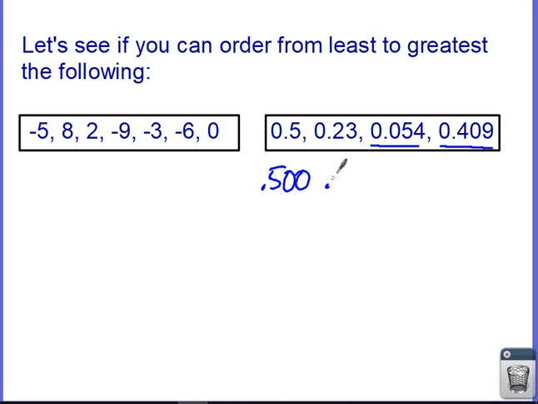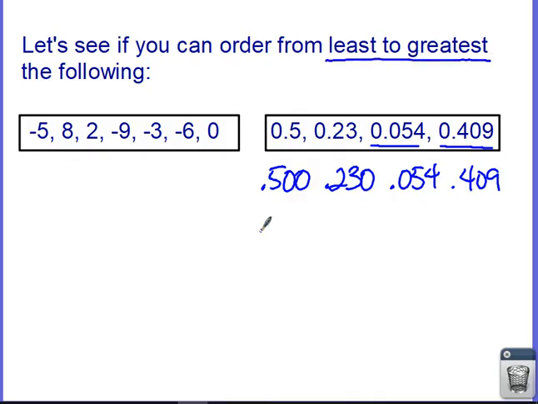Well, the next one is 0.23. Well, it's 2 digits long, so I'm going to add a 0. Okay, now it's 0.230. Okay, and then the third one is already 3 digits, and the fourth one is also already 3 digits. Now, the reason why I do that is because now if they're all the same length, I can treat them like regular numbers. So this becomes, instead of 0.5, just 500. This is 230, this is 54, this is 49. And I'm looking for least to greatest.